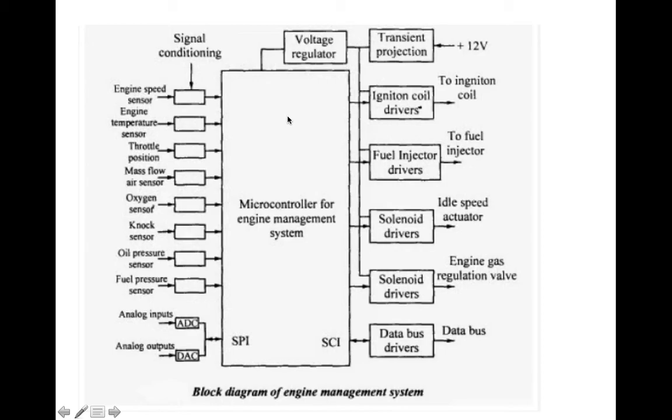If there is any change in the value, accordingly the control system works and produces an output in such a way that we can control the entire output parameters very precisely. A lot of things are associated with it. I am going to explain two or three things that are associated with the engine management system.